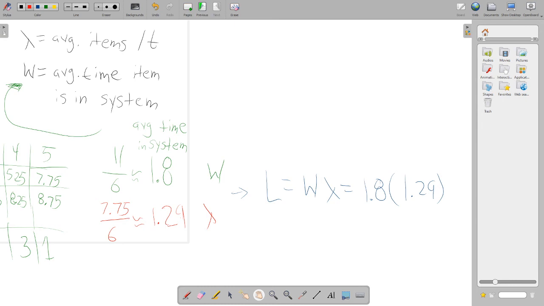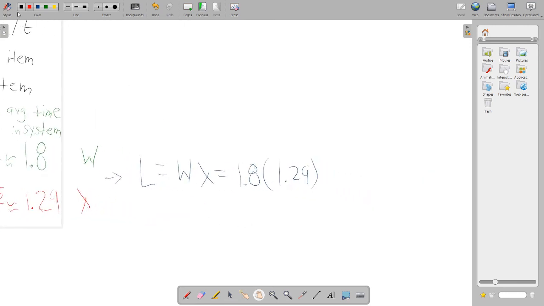And then we'll just work out this last one. Okay, so that works out to be 2.32. So we get an average of 2.32 items in the system at any given point.